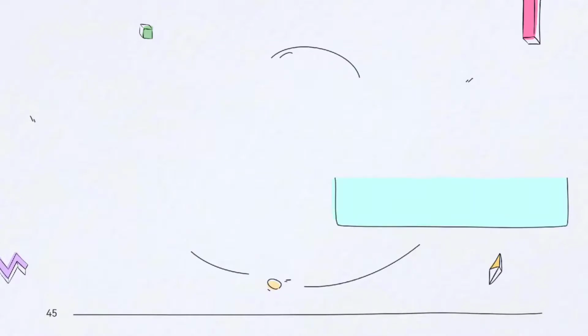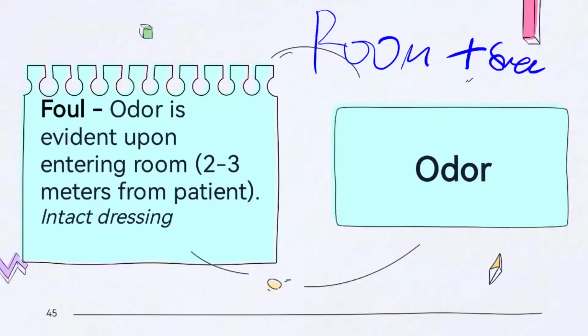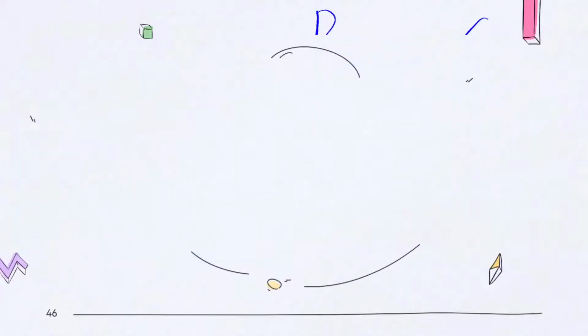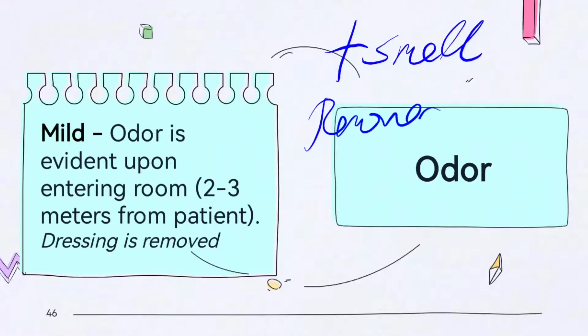Now for odor. Let's talk about odor. Now, we have also three types. Now, foul. Foul, what happens is, when you enter the room, there is a positive smell. Then, the dressing is intact. Okay? The dressing is still intact. You did not remove the dressing yet. But when you enter, the smell is already there. Now, for your mild, when you enter, okay, the smell, positive smell when you remove the dressing.